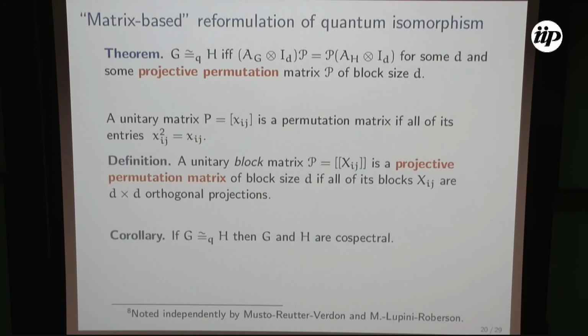Now, one easy corollary of this characterization of quantum isomorphism is that quantum isomorphic graphs necessarily need to be cospectral. Cospectral means that the adjacency matrices have the same multiset of eigenvalues. The way we can see it is, because this script P is unitary, I can rewrite this as conjugation by P conjugating AG tensor identity to AH tensor identity. Conjugation by a unitary doesn't change the eigenvalues, and tensoring with identity changes the eigenvalues in a very predictable way. So from there, you can conclude that AG and AH necessarily have the same spectrum. Yes?